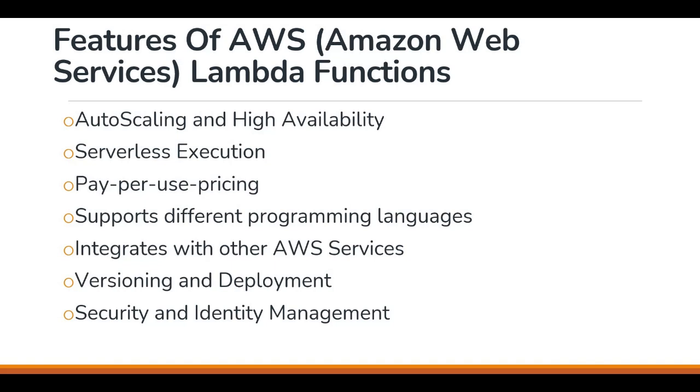The next is integration with other AWS services. AWS Lambda can be integrated with different services like API Gateway, DynamoDB, S3, Step Functions, and so on. The next is versioning and deployment. AWS Lambda maintains different versions of the code, so you can switch between the versions without any disruption. Next, security and identity management. AWS Lambda leverages Identity and Access Management to control access to functions built using Lambda. It provides security through granted permissions and policies to secure your functions.